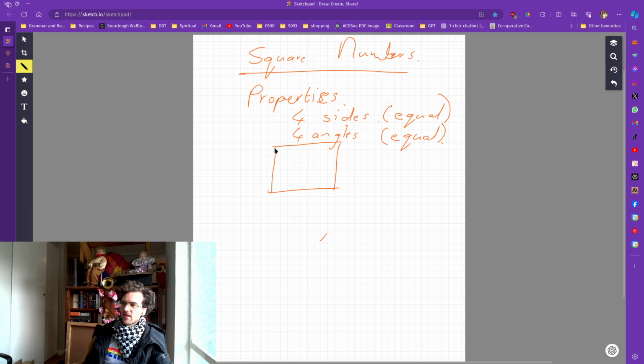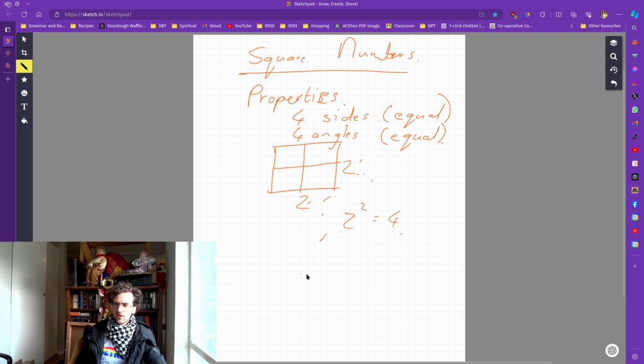What I'm going to show you is that if this is 2, this is 2, because a square has equal sides. If I fill in these blocks, breaking it down into 1 and 1 and 1, that gives us 4. So 2 squared is equal to 4. And let's do a bigger number. Let's do 4 by 4.